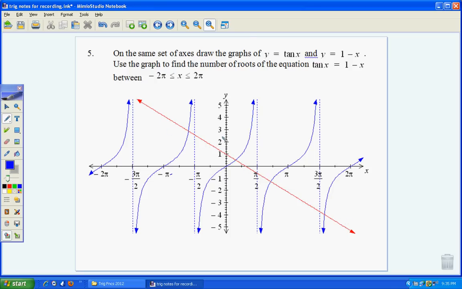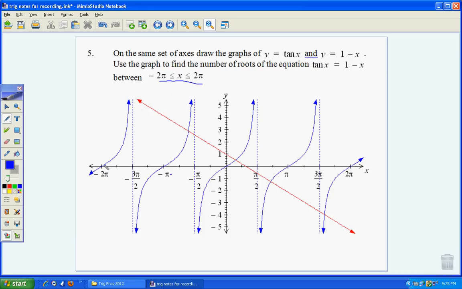The number of roots of the equation tan x equals 1 minus x. Now, if we don't dictate our domain here, technically they will have an infinite number of roots because of the nature of the curves, they both keep going on forever.